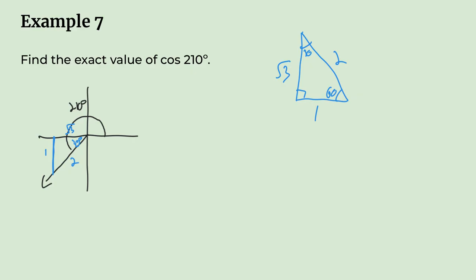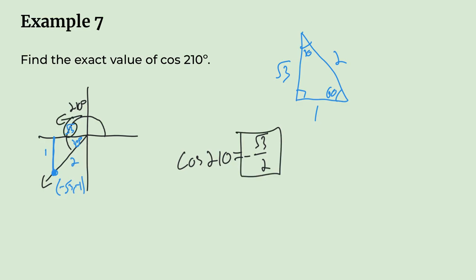So now we've got to figure out our point here. It is negative square root 3, negative 1. So then the cosine of 210, that's adjacent over hypotenuse, so it's square root 3 over 2. But then we've got to look at the sign for cosine. That's the x value here. X is going to the left, so it's going to be negative square root 3 over 2.